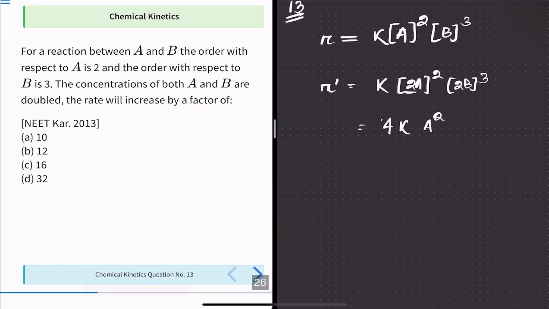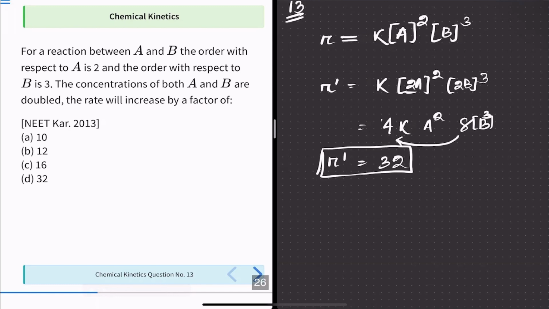And here 2Q would be 8B. So 4 into 8, that is 32. So the R dash means the new rate would be 32 times that of the first rate.